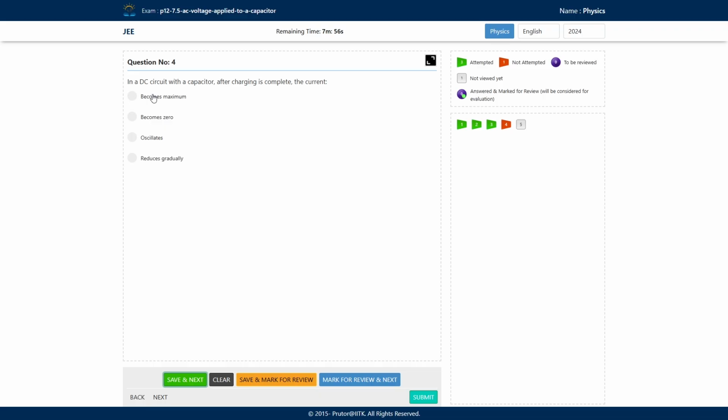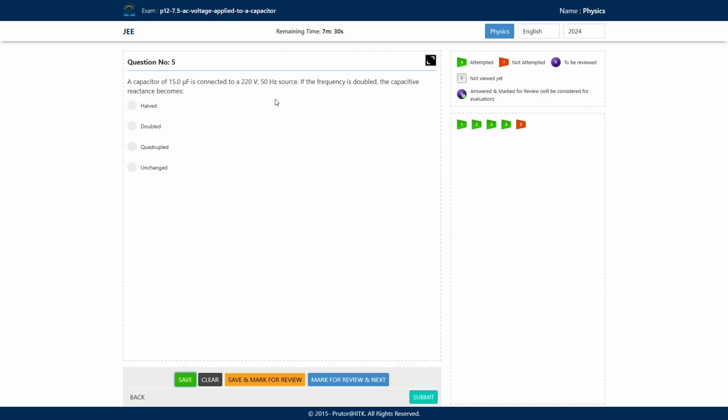In a DC circuit with a capacitor, after charging is complete, when we use a DC source, the current becomes 0. A capacitor of 15 microfarad is connected to a 220 volt 50 hertz source. If the frequency is doubled, the capacitive reactance becomes. So this is conceptual, you don't have to solve.